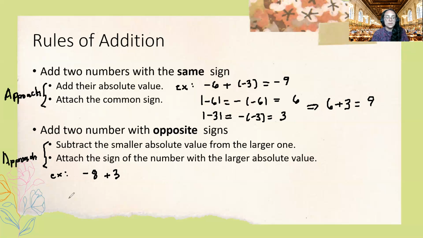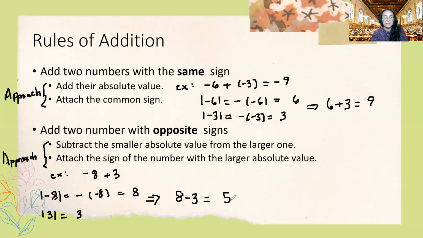Our approach tells us that we're going to take their absolute values and subtract them. The absolute value of -8 is the opposite of -8, which is +8. And the absolute value of +3 is 3. Now I'm going to subtract these two: 8 minus 3 gives me 5.